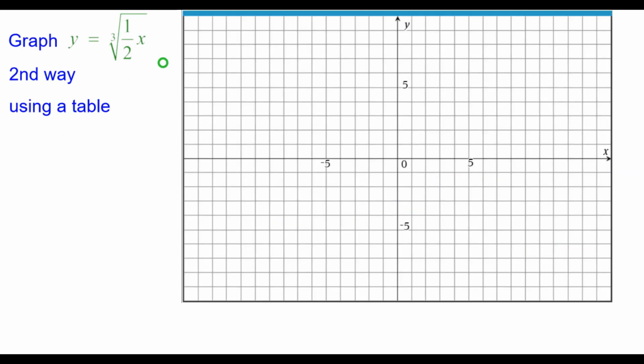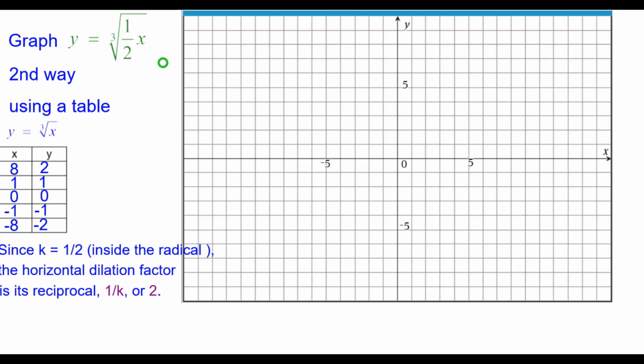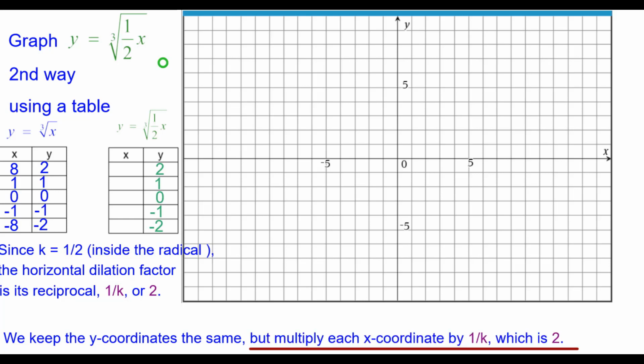Second way, using a table. This is our normal Cuberoot table. And since k equals 1/2 inside the radical, the horizontal dilation factor is the reciprocal of 1/2, which is 2. We keep the y coordinates the same, and we multiply each x coordinate by the reciprocal of k, which in this case is 2. So 8 times 2 is 16. We'll plot 16, 2. 1 times 2 is 2, so 2, 1. The origin is not changed at all by that factor of 2.